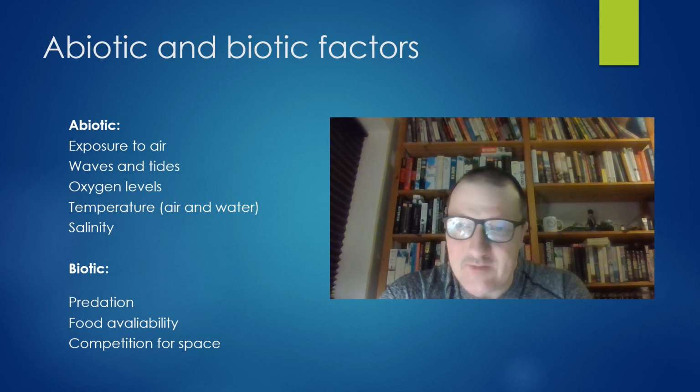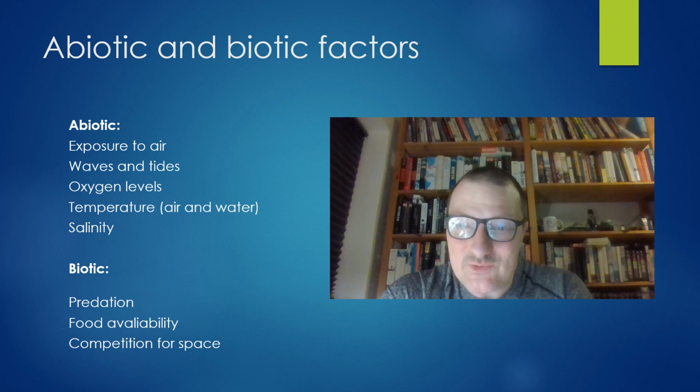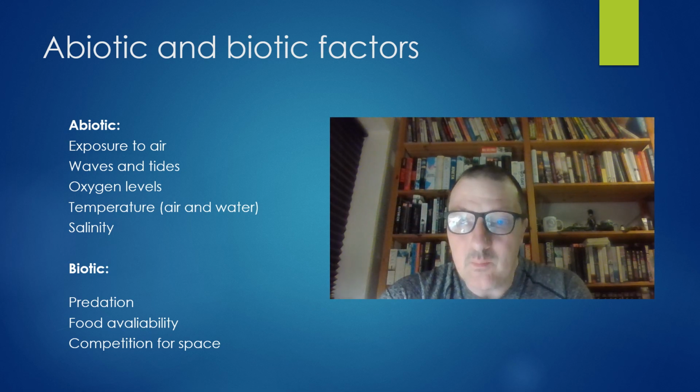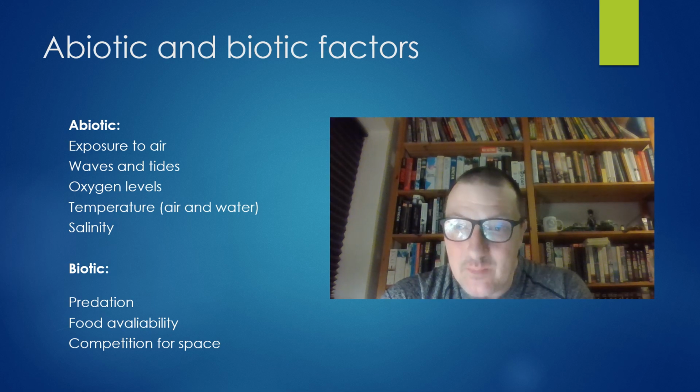Waves and tide will also have a huge effect on a rocky coast. Some of these rocky coasts can be hit quite hard by waves, so you need to find a way to survive that, either by attaching yourself really strongly, being able to move away and hide, like some crabs will do, or have a body shape that means that waves will not knock you off, like you see, for example, on some barnacles and some snails. Oxygen level will also vary, depending on whether you're covered by water or not. And so will temperature, both the air temperature and the water temperature.